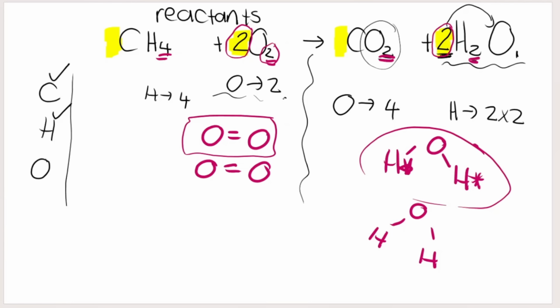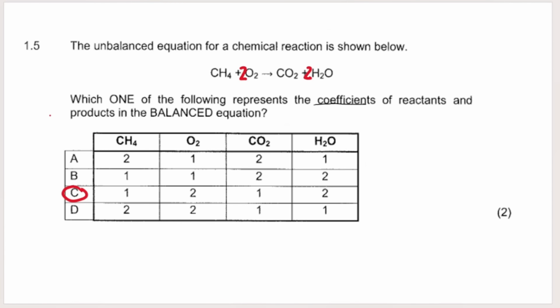So therefore, our answer is C, because all we've done is change that coefficient from 1 to 2, and we've changed the coefficient of water to 2. The coefficient of methane, CH4, is still 1, and the coefficient of carbon dioxide is still 1.